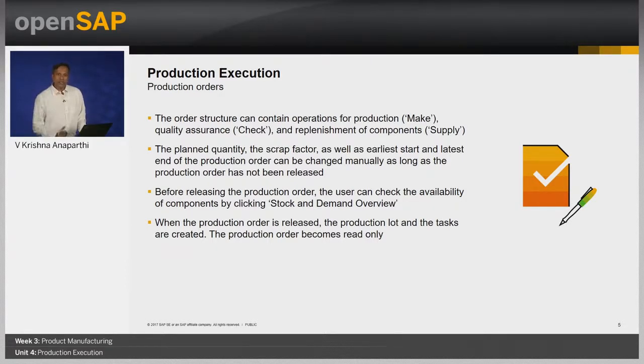Before releasing the production order, the user can check the availability of components by clicking on the button called Stock and Demand Overview. When the production order is released, the production lot and the tasks are created. The production order then will be in the uneditable mode and only the execution of tasks are permitted.